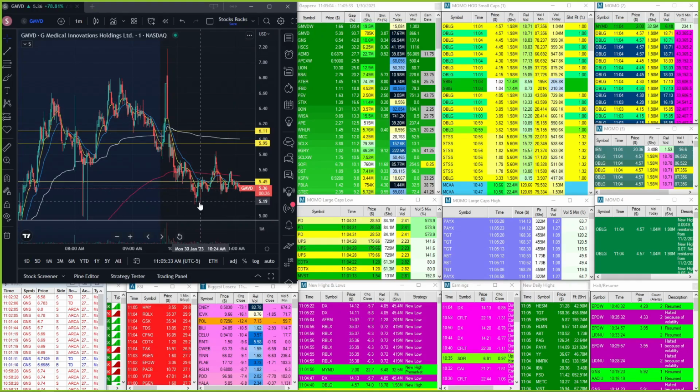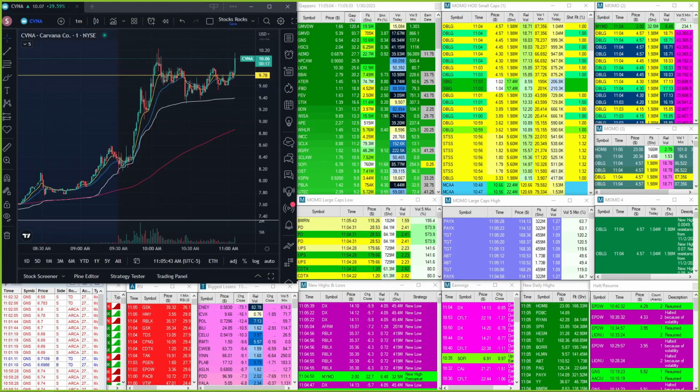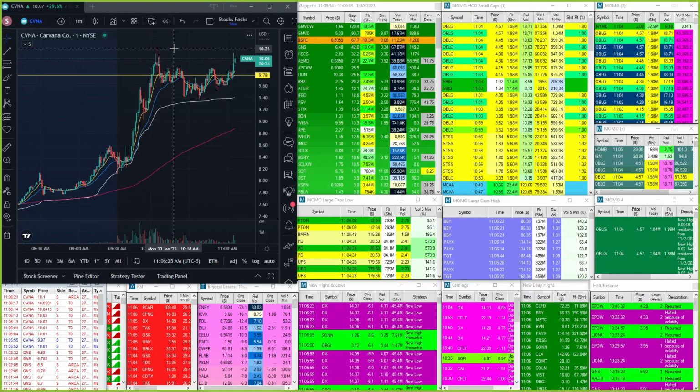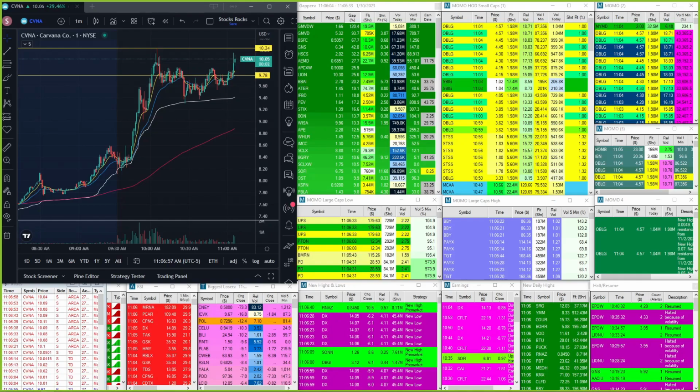Was trending down. Carvana, here is 10.05. Watching here, Carvana. Carvana after the day is almost 10.25. So 10.23. Scaling out. Selling the rest here.